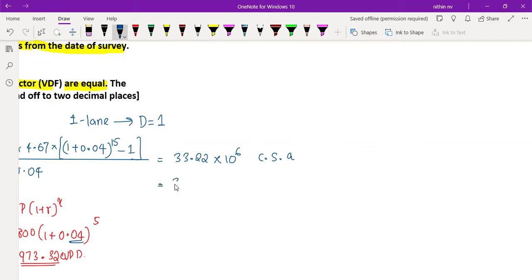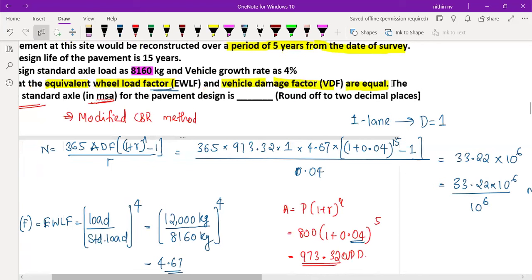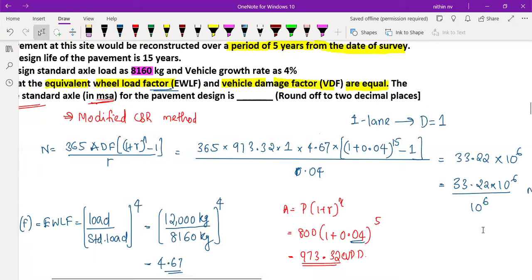We can also write it in terms of million standard axles by dividing the value by 1 million, which is nothing but 10 raised to 6. So this much million standard axles it will be, which is nothing but 33.22 MSA. That's it, million standard axles. So here 33.22 is what we are getting as the final answer. Going back to the question, they are also asking us to round off to 2 decimal places. So that's it, 33.22 will be the final answer.